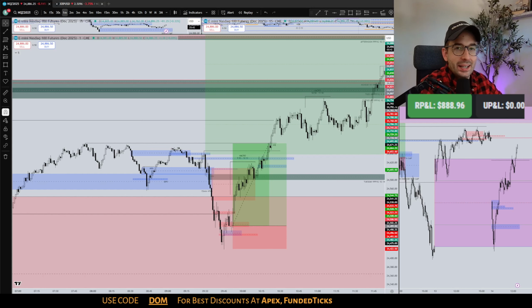Massive, massive day today. I caught a 200-point run on NQ, very smooth. It managed to pull me just under $900 per account across all my accounts that I'm currently trading. And price action today was very clean. I think it was an A+ setup.